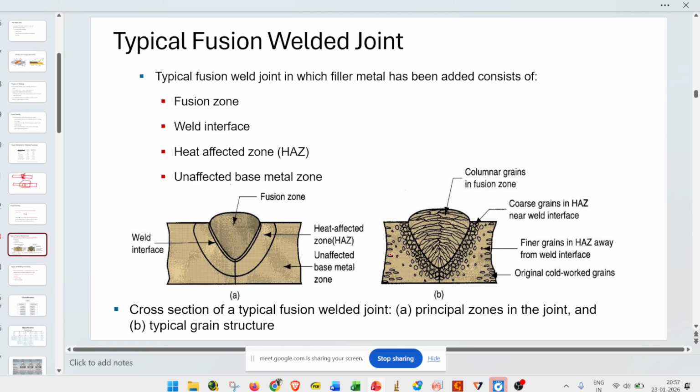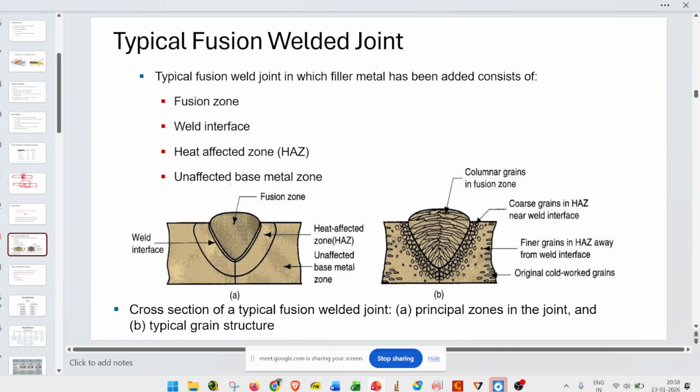So here is the parent material, this region. There will be no effect on the metallurgical level. But once we come near to the weld zone, we will see the big columnar grains, big grains. Okay, we can call this the heat affected zone.